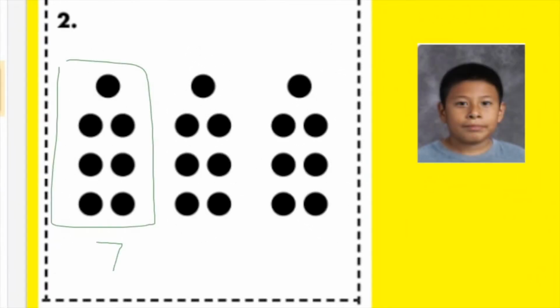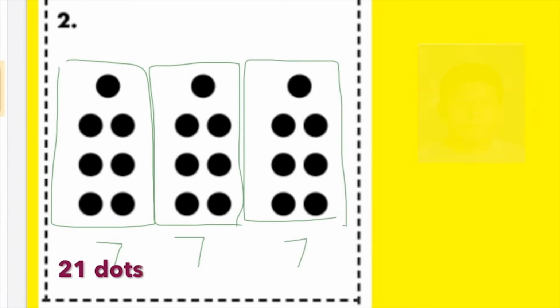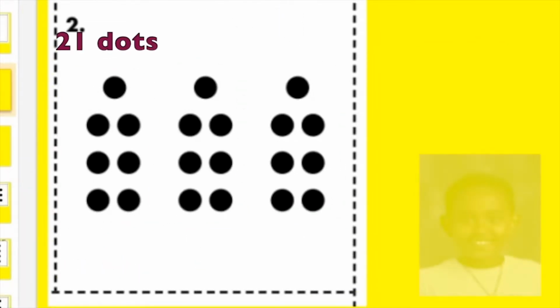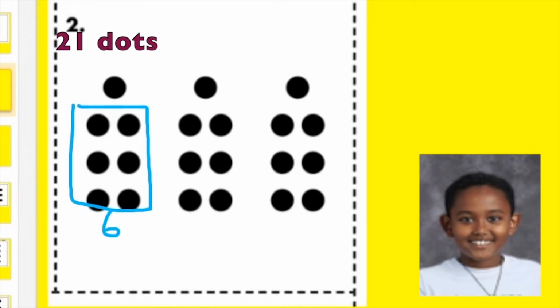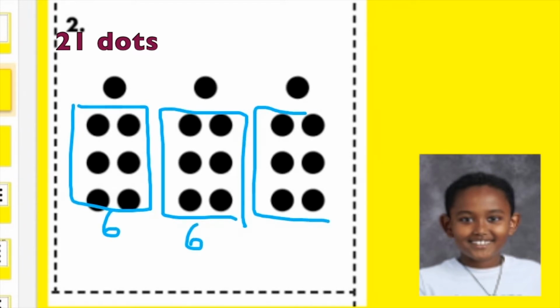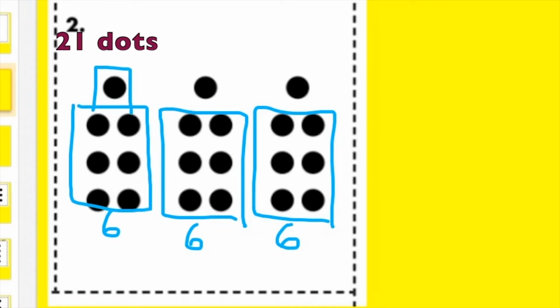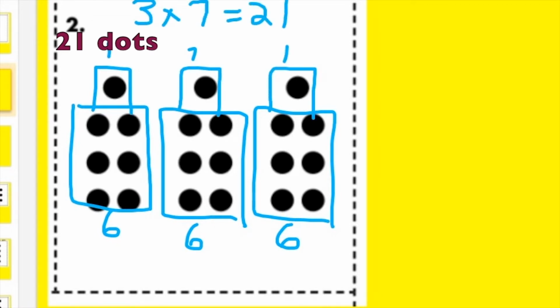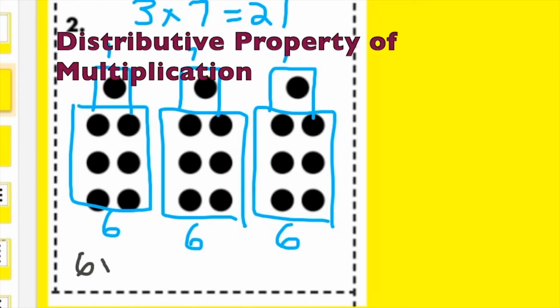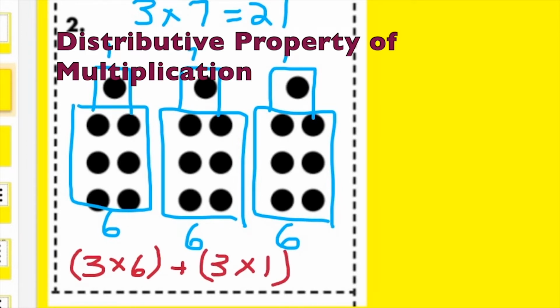There's 3 groups of 7, and 3 times 7 is 21. 21 dots because the bottom it showed 6, and then the top it had 1, and then there's 3 more. There's 3 in all. So that's 7 times 3, and that's 21. Karad was really using the distributive property of multiplication. He was thinking about 3 groups of 6 plus 3 groups of 1. That's 18 plus 3. That makes 21.